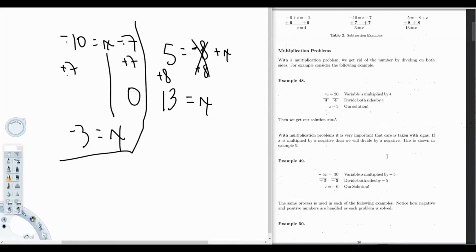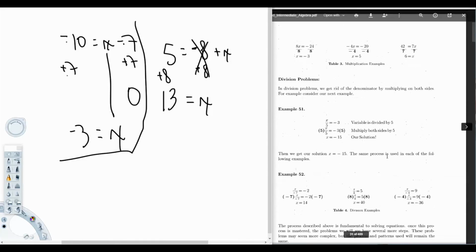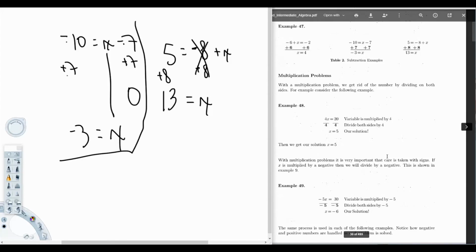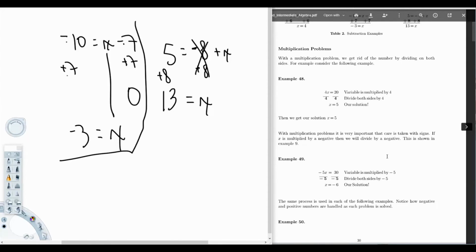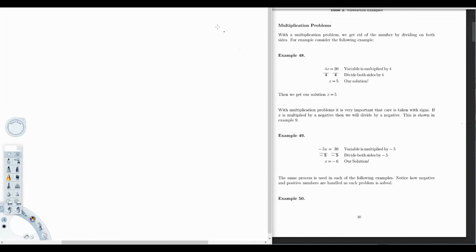Now, here's where the killer algebra starts. This is fun and games, but now when you do the multiplication problems, that's the killer. So what are they saying here? We're gonna go through it slowly, and we're gonna try to figure it out.